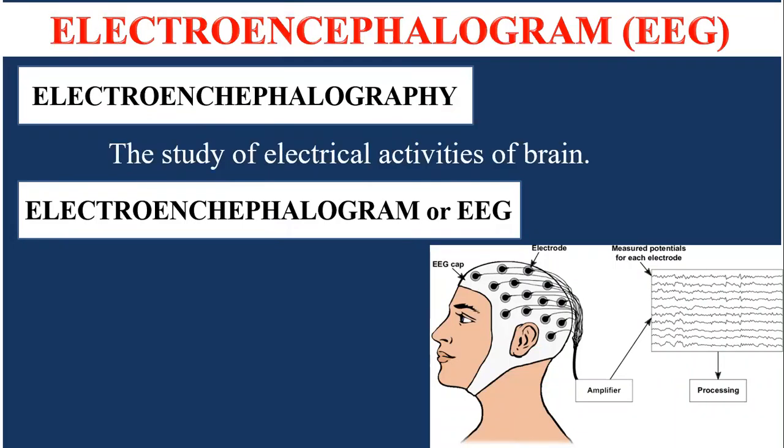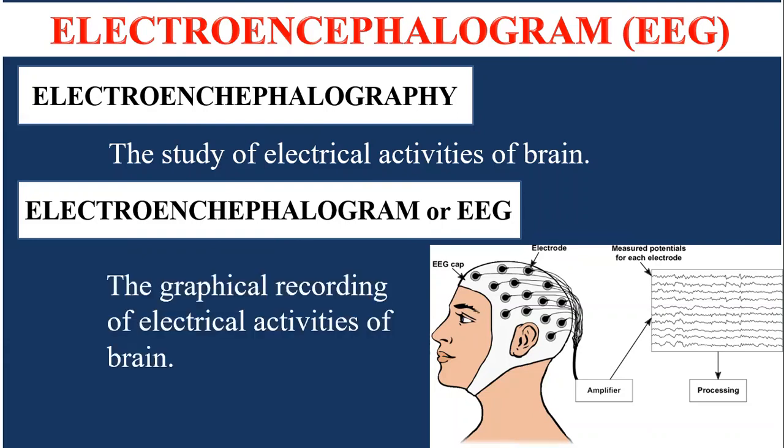Electroencephalography is the study of the electrical activities of the brain. The study of the brain is a more complicated process as compared to the study of a single nerve fiber or neuron. The brain is made up of neurons and nerve cells, and neurons communicate with each other through nerve impulse transmission. These nerve impulse transmissions are recorded as electrical activities and then represented in the form of a graph. So the electroencephalogram, or EEG, is basically the graphical recording of these electrical activities of the brain.